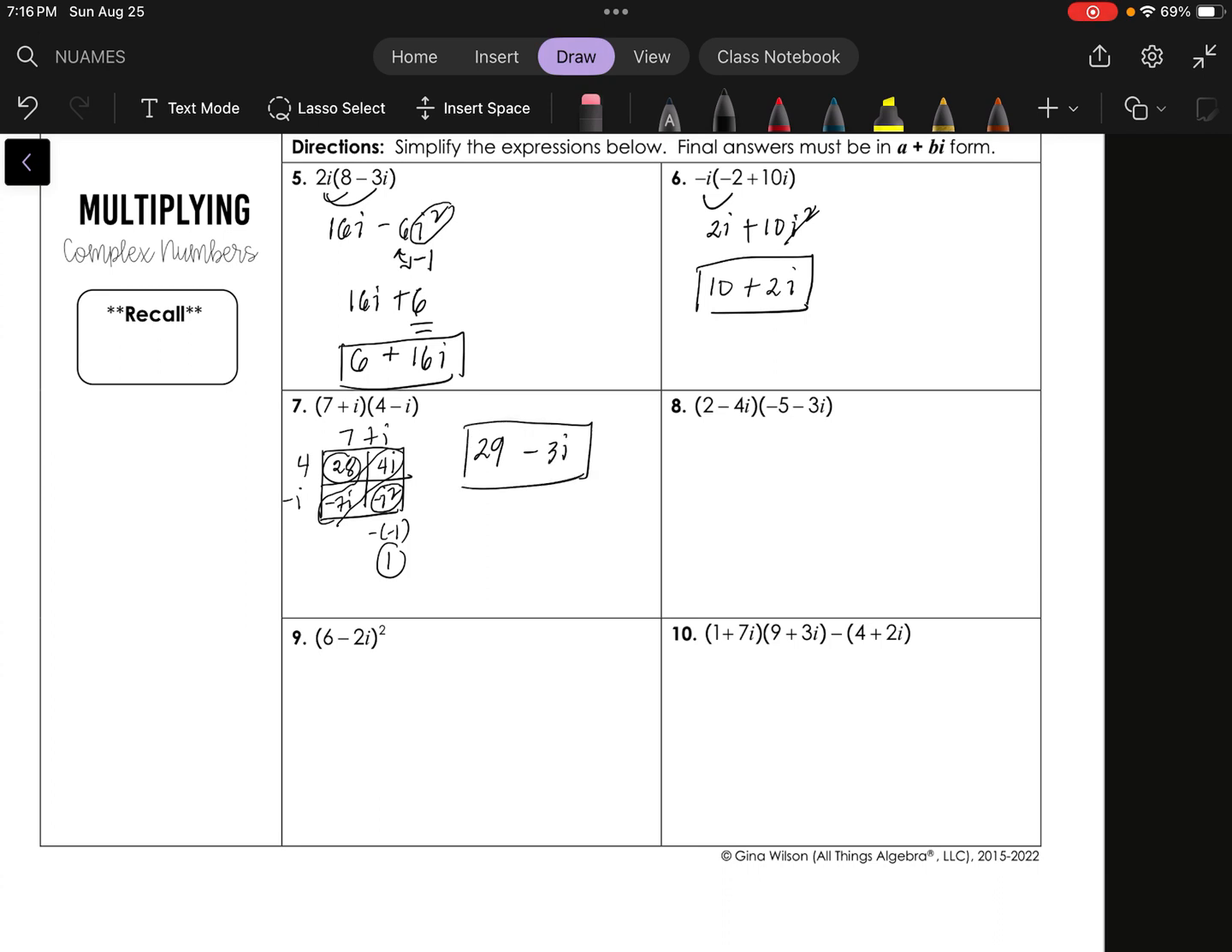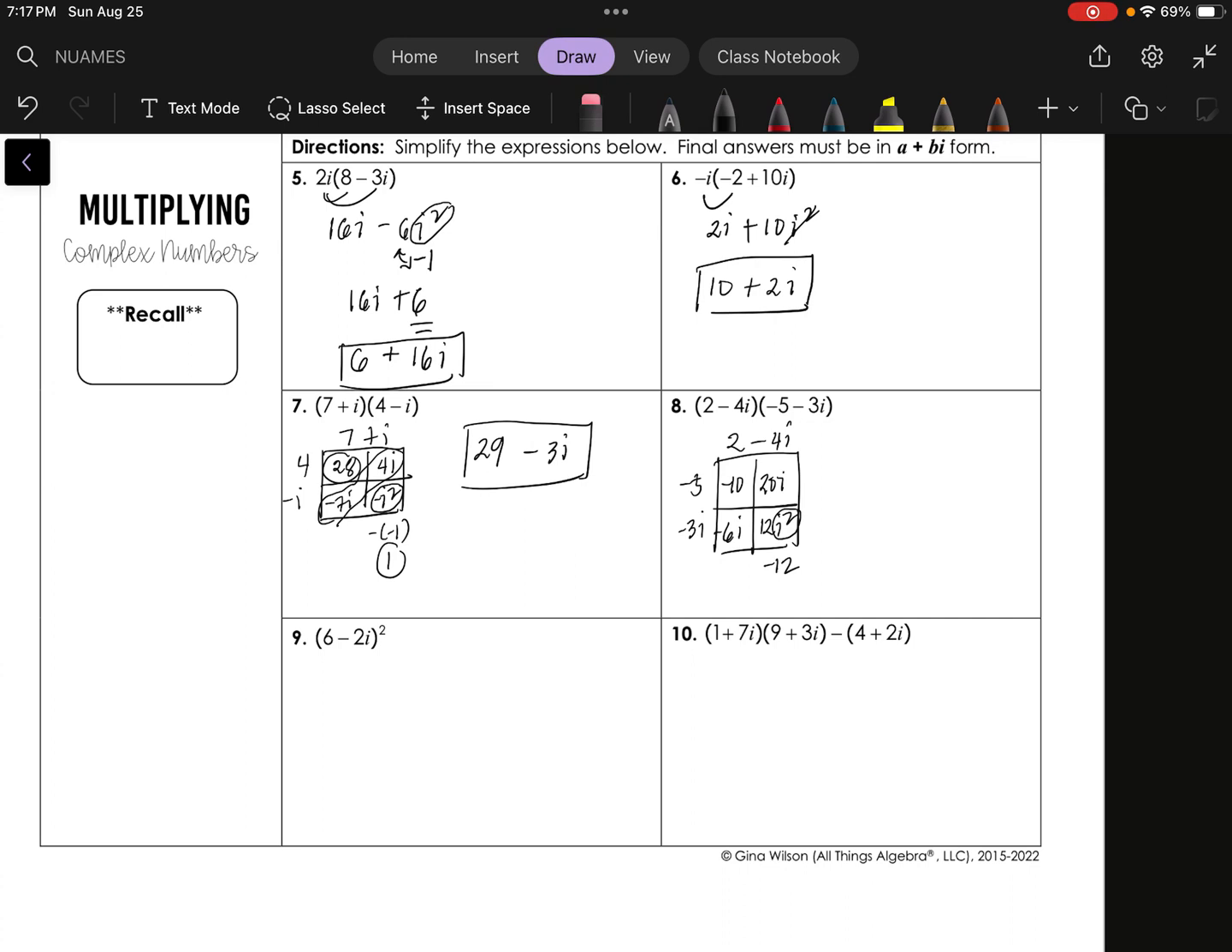Okay, let's do the box method again for this number. You got 2 minus 4i. And then we have negative 5 minus 3i. 2 times negative 5 is negative 10. Negative 4i times negative 5 is positive 20i. 2 times negative 3i is negative 6i. Negative 4i times negative 3i gives you a positive 12, but there's an i squared. Again, remember i squared is just a negative 1, so that gives you a negative 12 for this box.